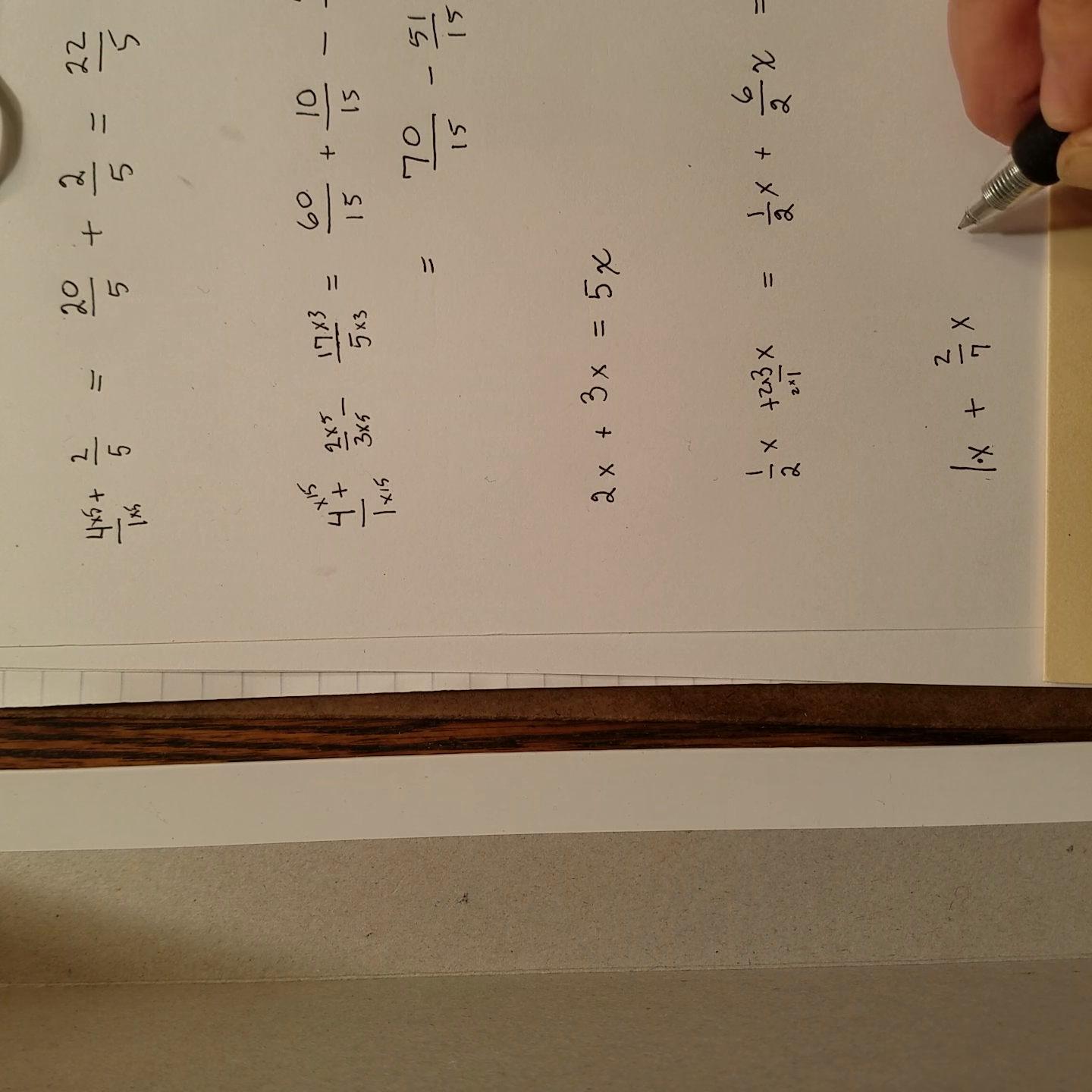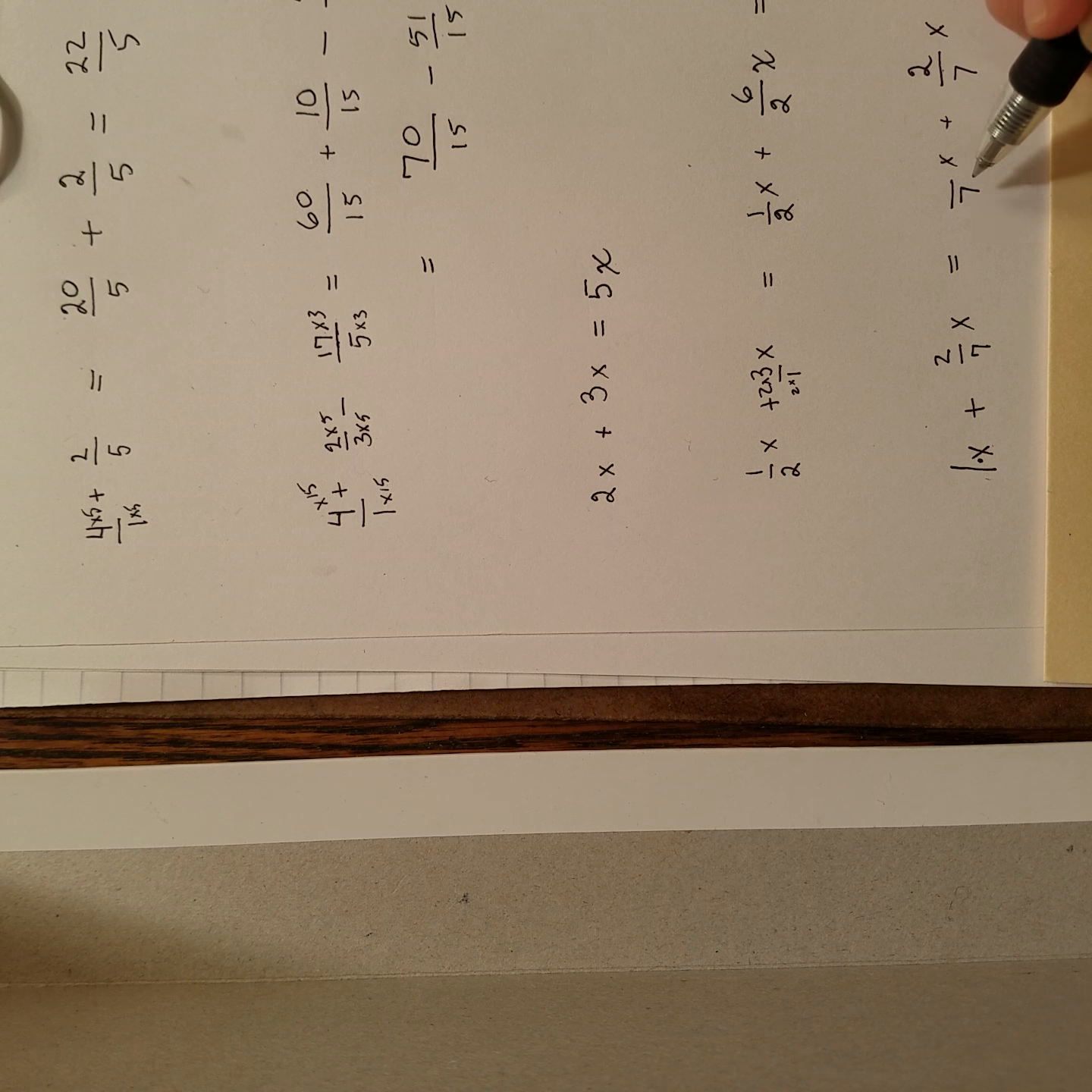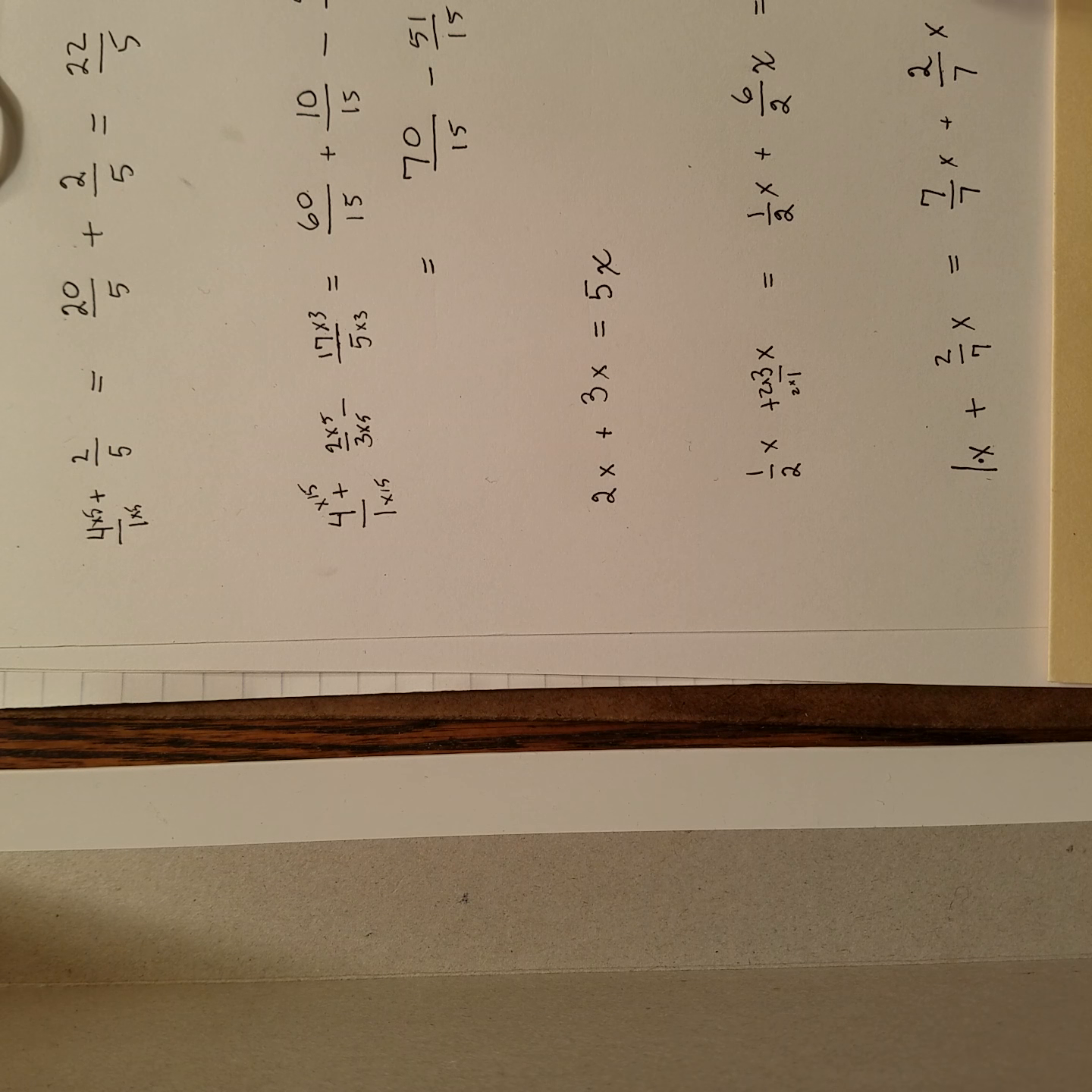So my common denominator is 7. Put this one over 7, put the other one over 7. That one, 2/7 is 2/7, but 1 is 7 divided by 7. So I end up with 9/7 x.